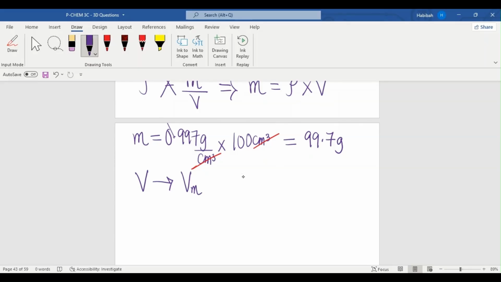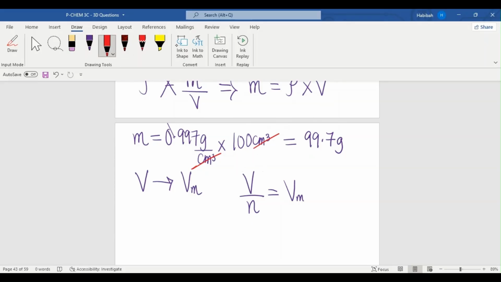Let's not forget that in order for us to go from volume to molar volume, we have to have the volume divided by the number of moles to give us the what? The molar volume. So this is how it's done. Now we have mass, okay? We have the mass. Now, you may be wondering, why do we have the mass?